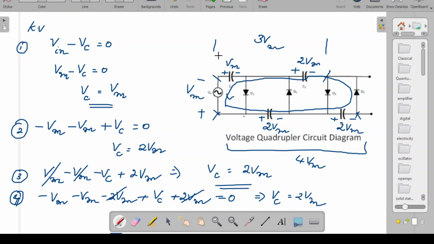So when you give an input signal with the maximum voltage Vm to a circuit like this, from these 2 points you will get 3 times that voltage maximum, and across these two junctions you will get 4 times the maximum voltage. So this side will act as a voltage tripler, and from this side it will act as a voltage quadrupler. Now I hope you understood the working of a voltage tripler and a quadrupler. Thank you very much.